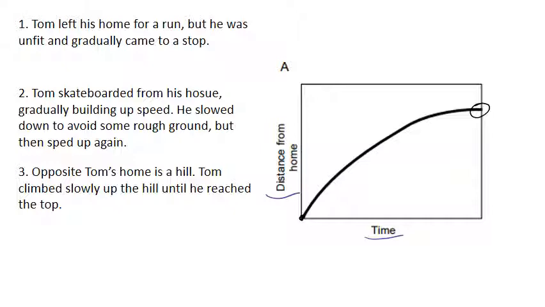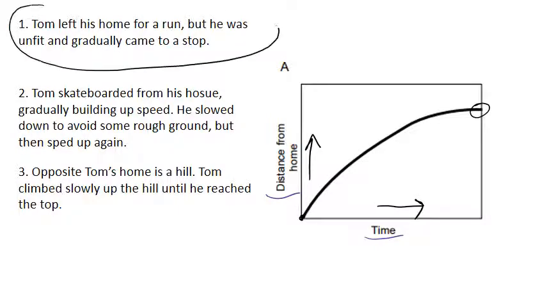And then opposite Tom's home is a hill. Tom climbed slowly up the hill until he reached the top. That one's just a distractor, right? It says hill, so you think, oh, it must be a hill. But remember, we're not caring what the graph looks like as a picture. We're trying to interpret that as the y goes up, I get farther away, and as my x gets bigger, I get more time. So our correct answer for this would be 1. That's a good situation for the story.